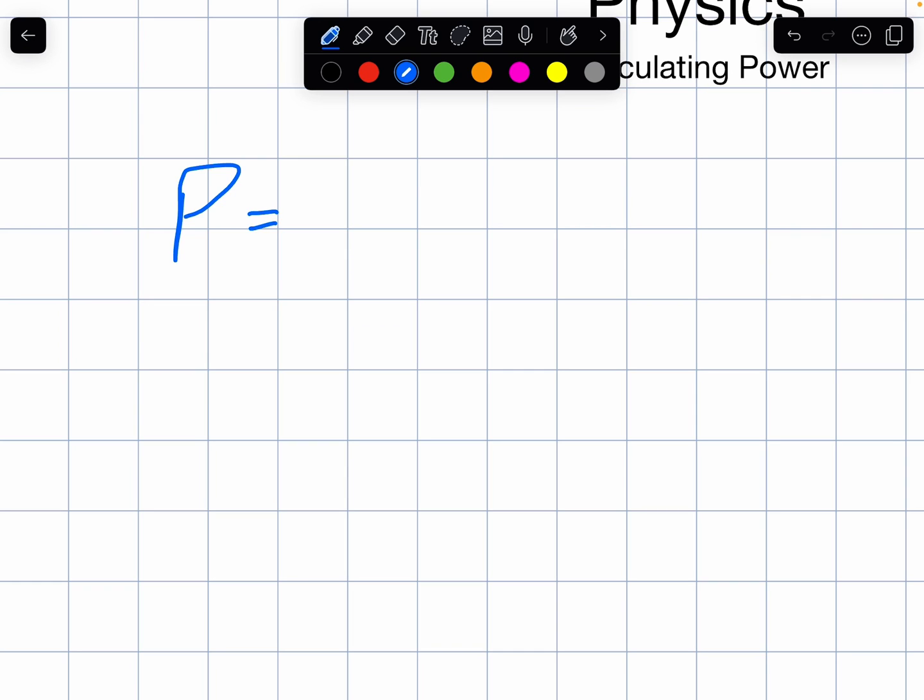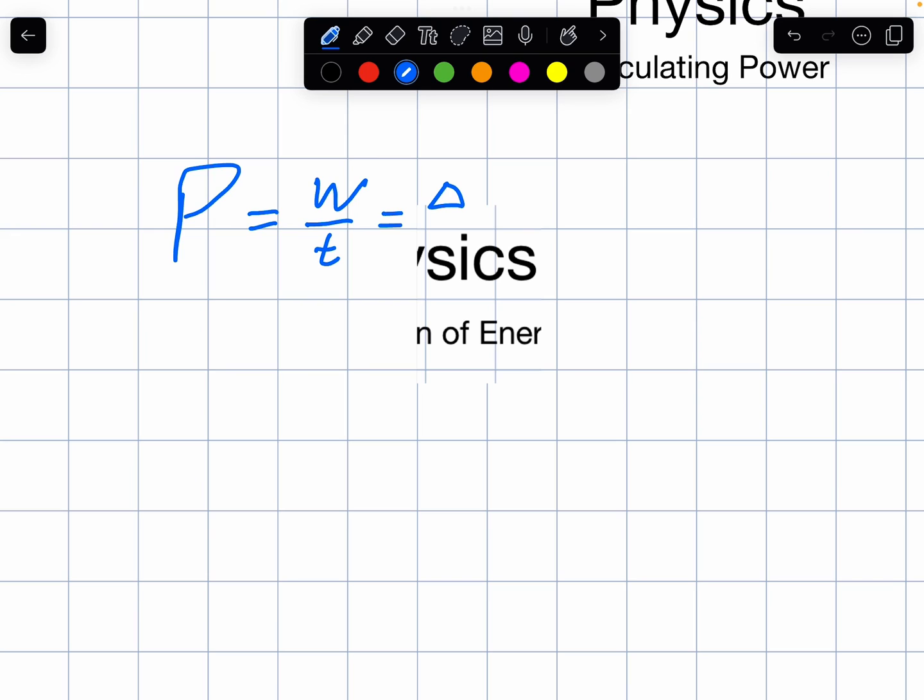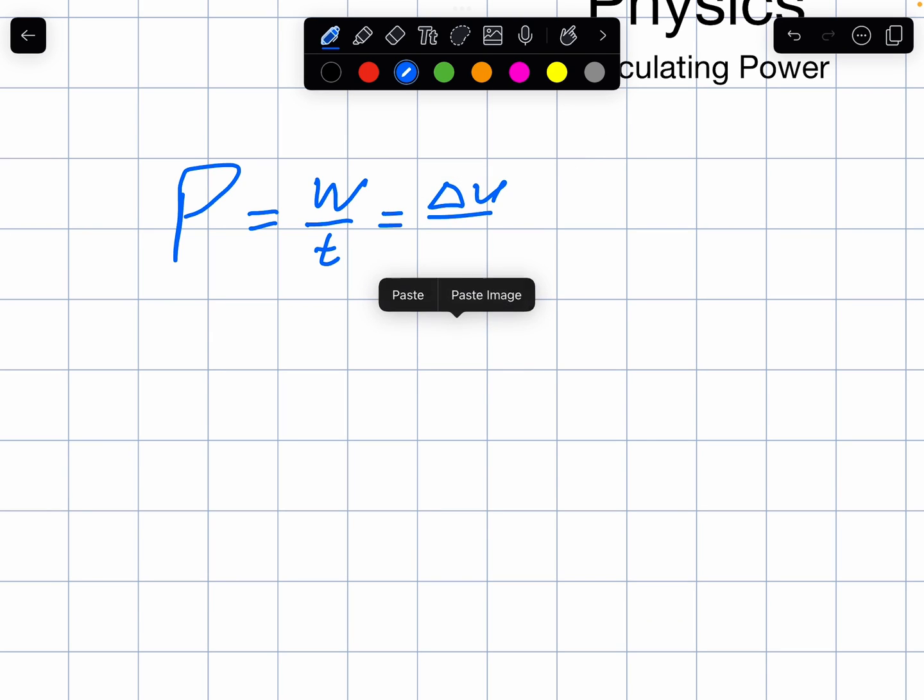So power is work divided by time. So if you know how much work is done in a certain amount of time, then you can take that work and divide it by the time. Sometimes you'll have to figure it out from the change in the potential energy or the change in energy of the system. So delta U over t. Okay, so the change in the energy of a system.